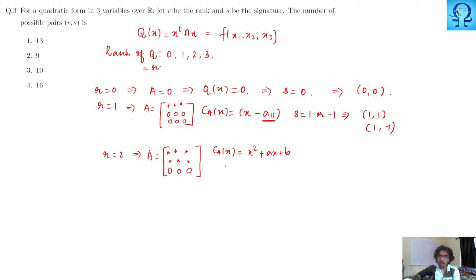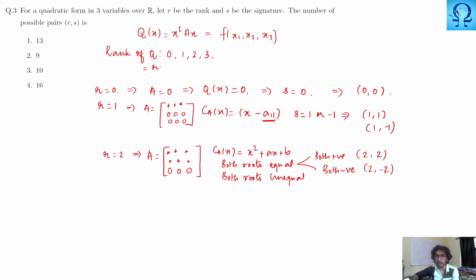The possibilities are, you may have both roots equal, or both roots unequal. So when both roots are equal, you have two possibilities: both positive or both negative. If both are positive, you will have this pair 2 comma 2. If both are negative, you will have 2 comma minus 2. The number of positive eigenvalues and the number of negative eigenvalues, that is what we are considering, right?